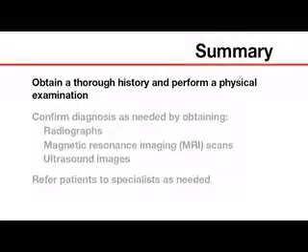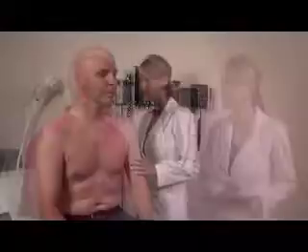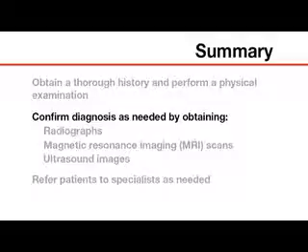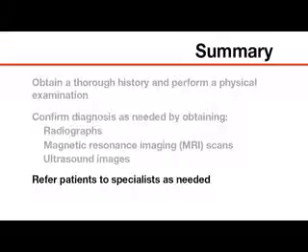Obtaining a thorough history and performing a physical examination are the first steps in evaluating shoulder pain, allowing the clinician to form an accurate diagnosis. To confirm the diagnosis, it may be necessary to obtain radiographs, magnetic resonance imaging or MRI scans, or ultrasound images. Referrals to specialists may also be appropriate for diagnostic purposes or treatment.